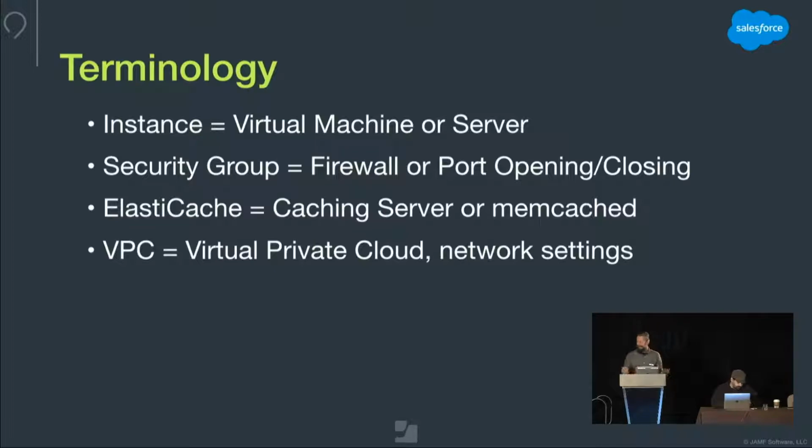Security group. This is part of the IAM policies inside of AWS. And these can also be similar constraints of like firewalls, ports opening and closing, things of that nature. Elasticache. That itself is a caching server, for things like Memcached as well. That's going to help your performance there.